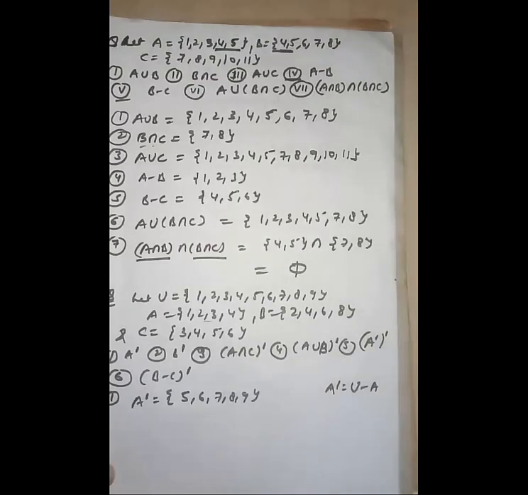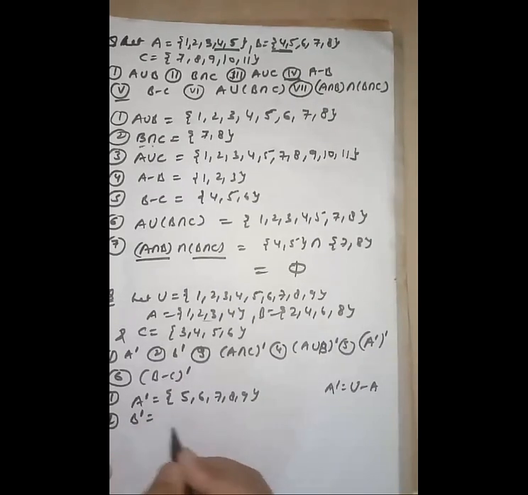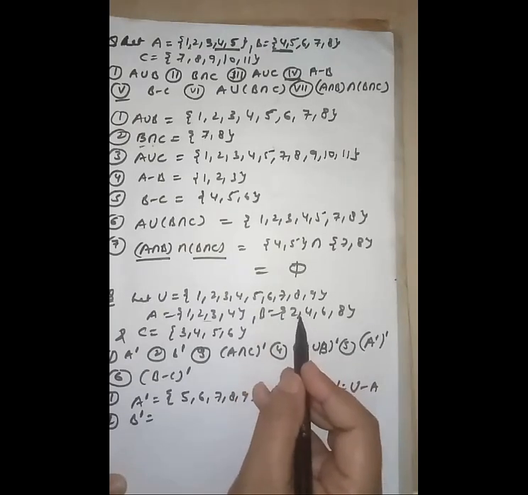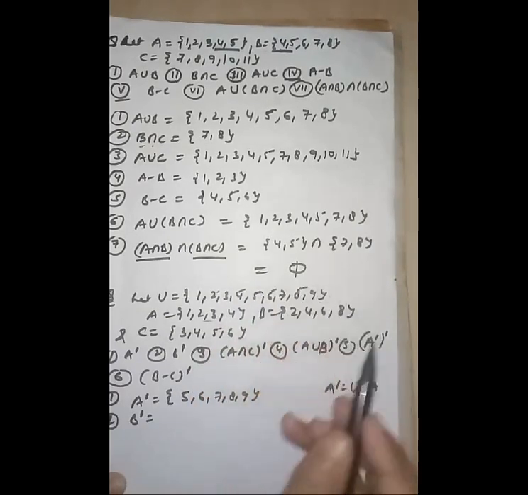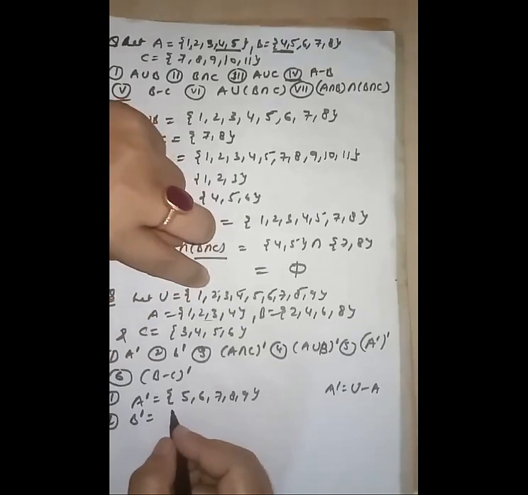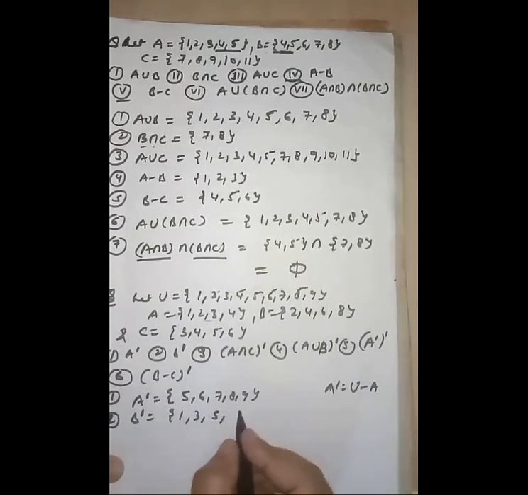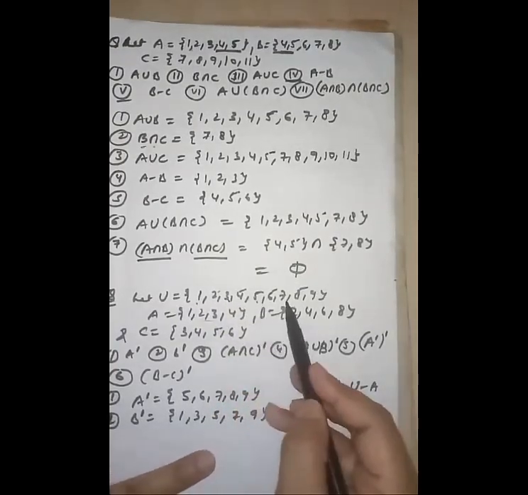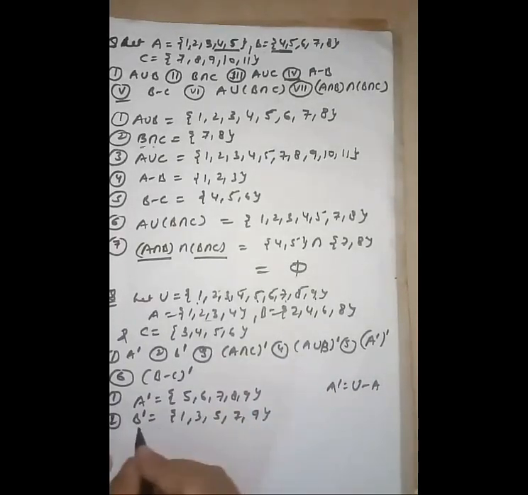The second one is find B complement. So here you can see 2 4 6 8, leaving these elements, so you can have 1 3 5 7 and 9, leaving the 2 4 6 8 because these belong in B.